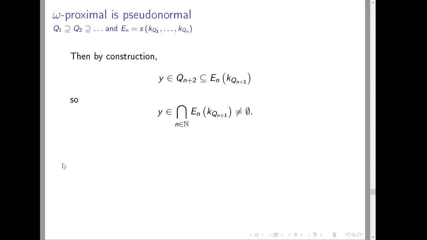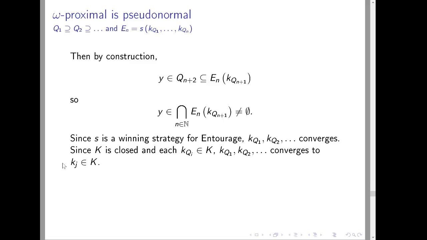And what that does is that takes away the second way for Entourage to win. There were two ways. So it's not the second way, which means it's the first way. And the first way says that the sequence of points chosen by Point has to converge. So now the idea is that it is KQ1, KQ2, and so on. It's a sequence of points in a closed set, so it converges to something in that set itself. And we had enumerated K way back in the beginning, so let's say that sequence converges to K sub J.